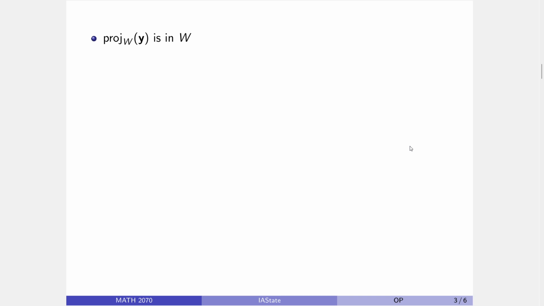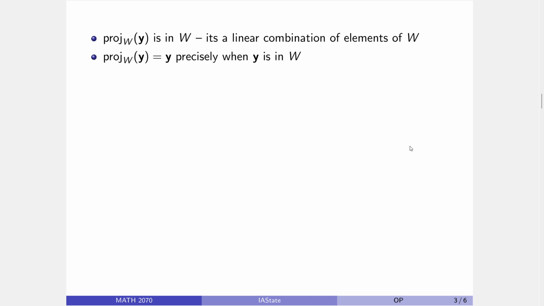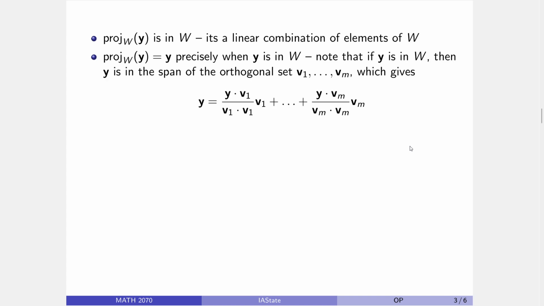Right, so obviously, first thing to note is that the projection of y into the subspace W is, in fact, in W. It's a linear combination of elements in W, so it belongs to the subspace. That's precisely what a subspace is. We cannot escape by scaling and adding. Furthermore, note that the projection is y when y is in W. As we established last time, if you belong to the span of an orthogonal set, then you're equal to that formula, where you're scaling by these particular dot products. We justified that formula.